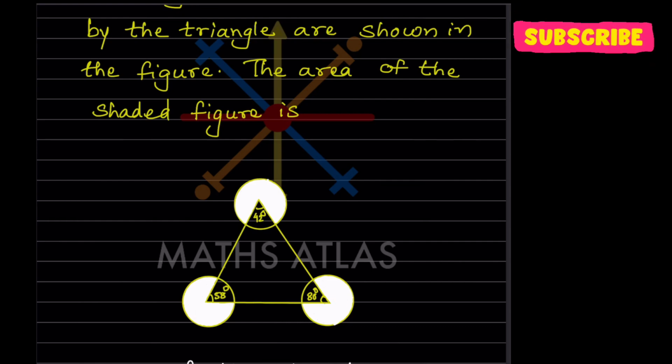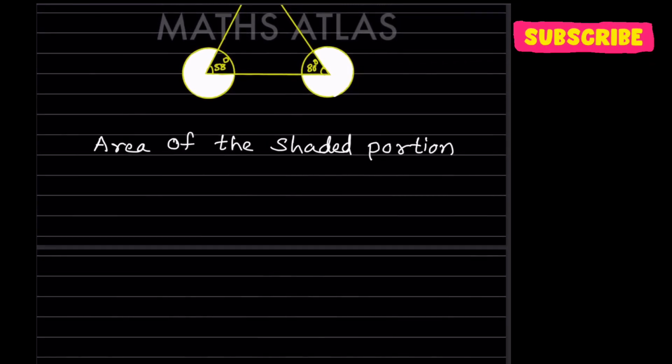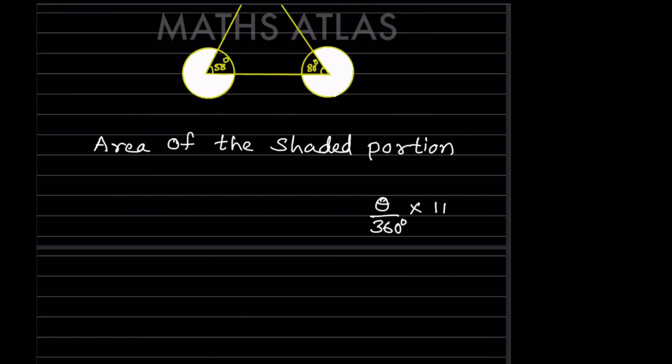So this angle is given as 42, this is 58, and this one is given as 80. So now let us see how to find out the area of the shaded portion. We have the formula theta by 360 into pi r square, because this is the area of a sector. So the formula will be theta by 360 degree into pi r square.